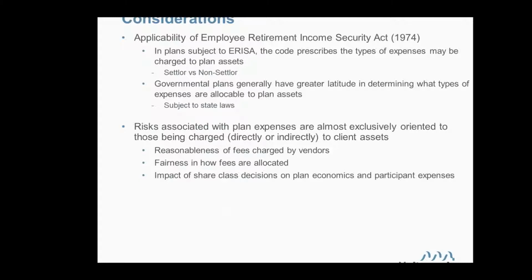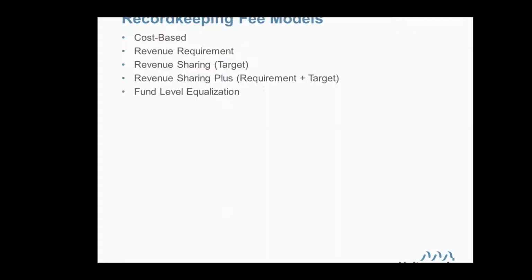The fairness in how the fees are allocated. You may allocate everything as a percentage, or you may allocate it as a per head fee, such as everybody pays 0.25%, or everybody pays $95 per year. As long as the fees are allocated in an equitable manner, and both of those are considered equitable. The impact of share class decisions on plan economics and participant expenses. I wander through my career and I find that a lot of people don't actually sit down and review the net cost of the share classes. So I'm going to talk about that at length today.